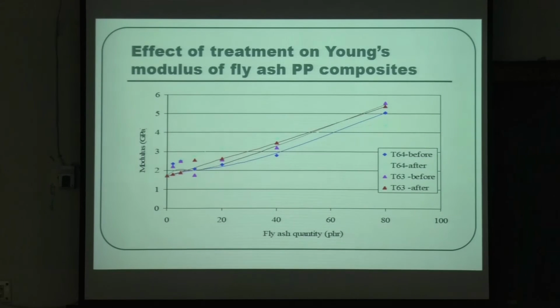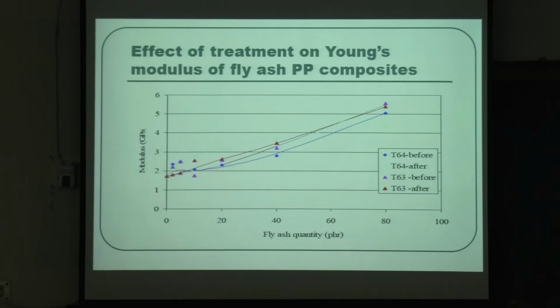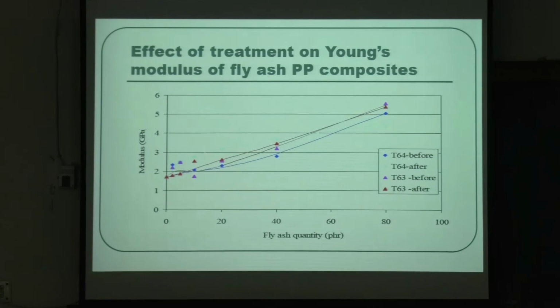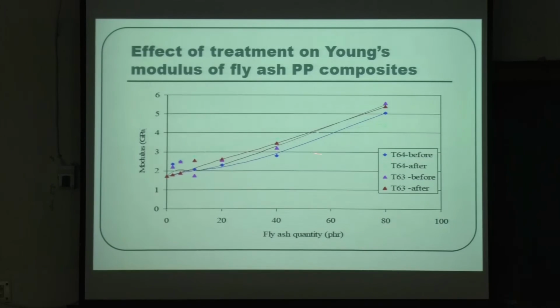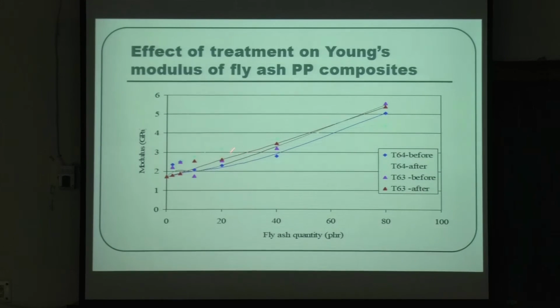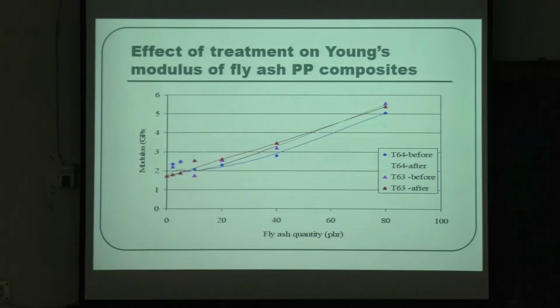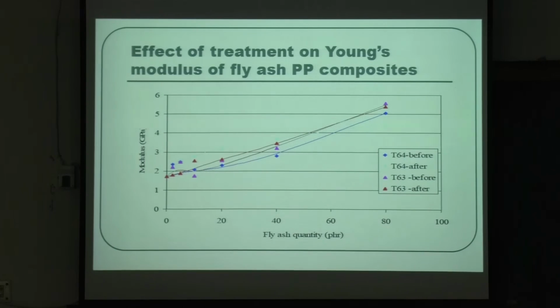Effect of treatment on Young's modulus. So if you are giving a surface treatment, the Young's modulus again goes up, before and after. This is before, this is after. That means with treatment, the Young's modulus, particularly for 40% fly ash, or with 20% fly ash, it goes up by most. If you are putting the coupling agent, the Young's modulus goes up considerably. And this is for T63, this pink one before, and this one is T63 after. So this goes up slightly, but T64 increases significantly more.